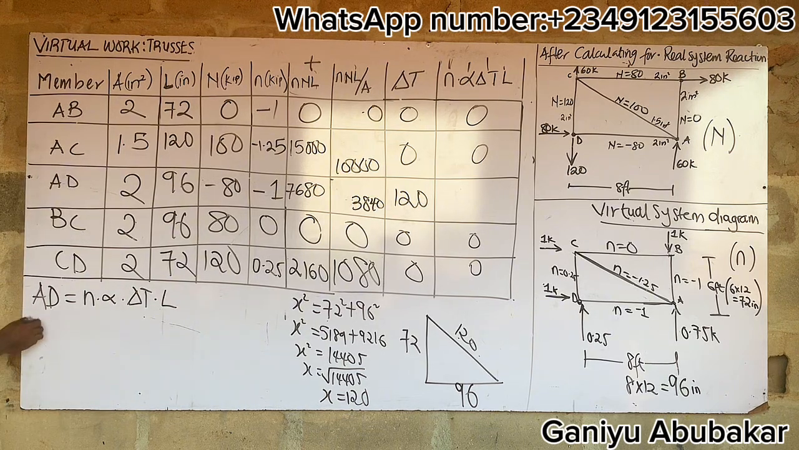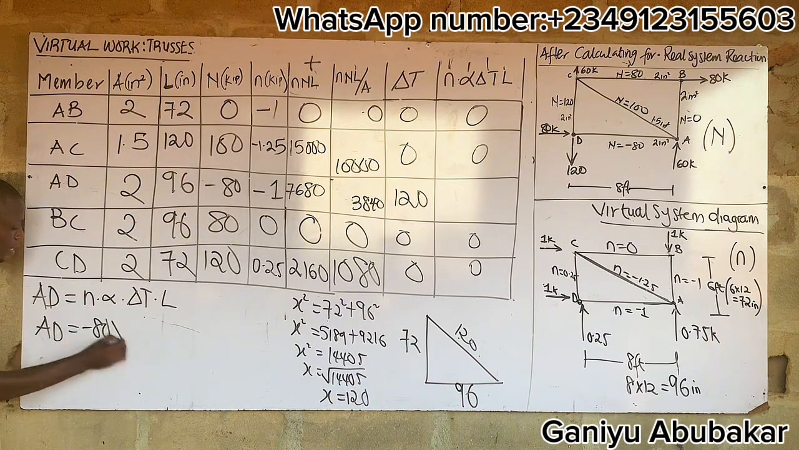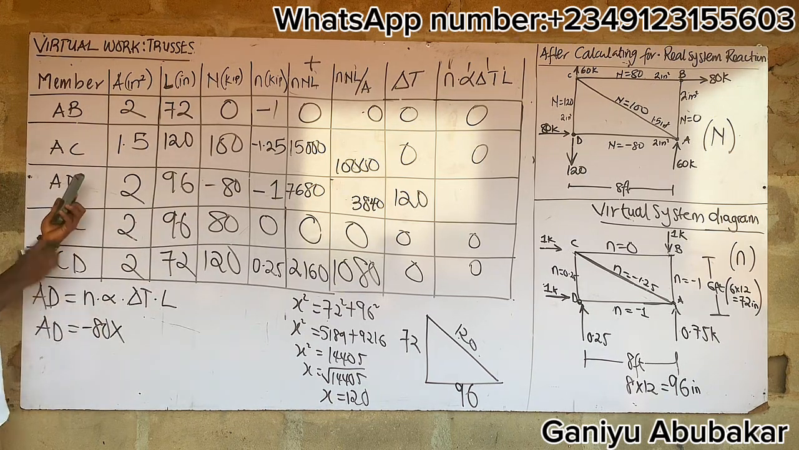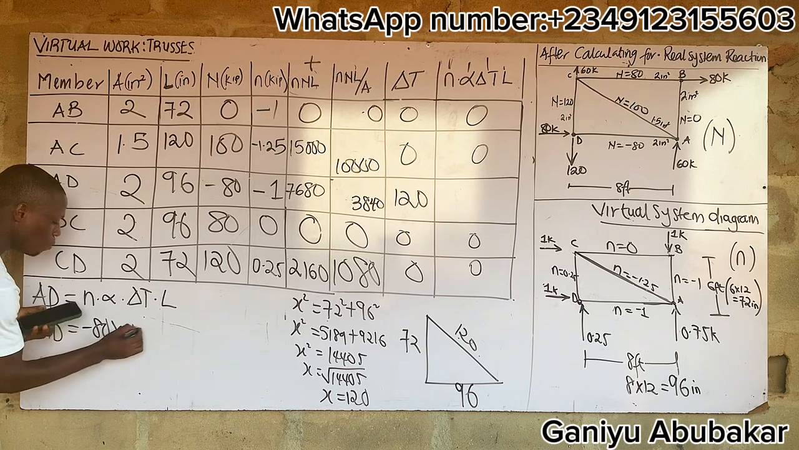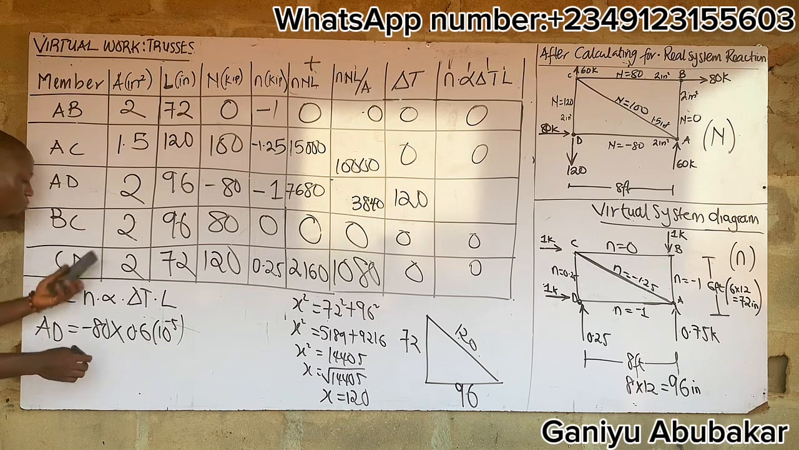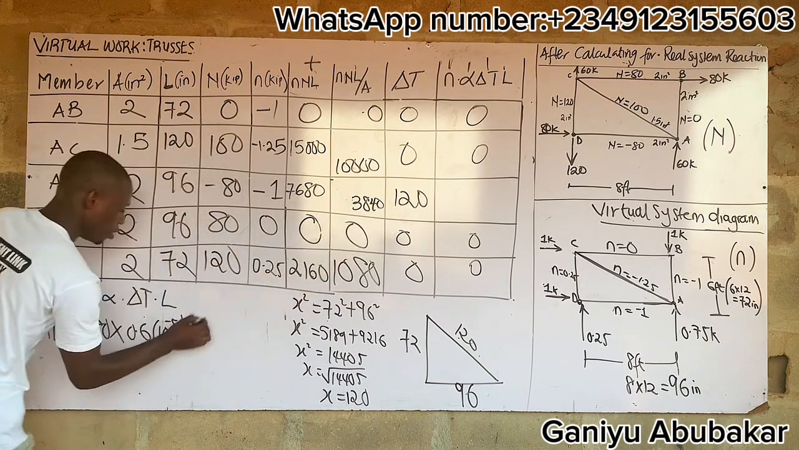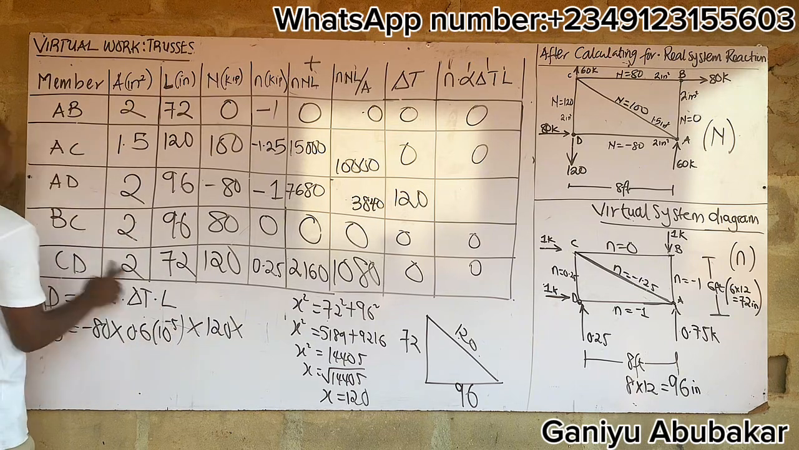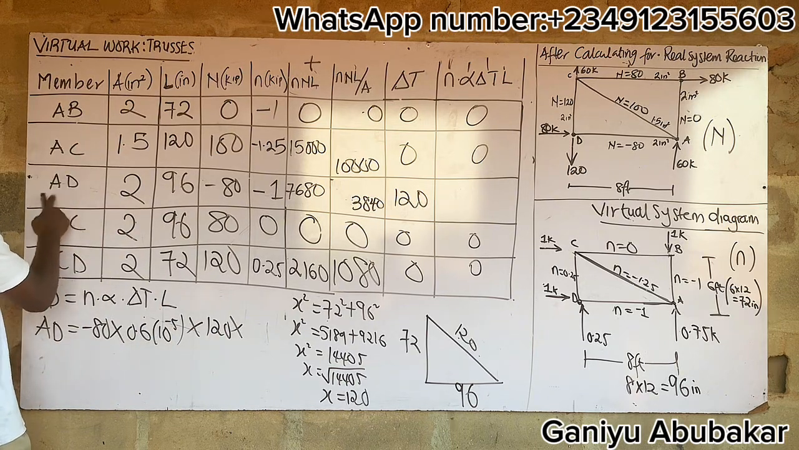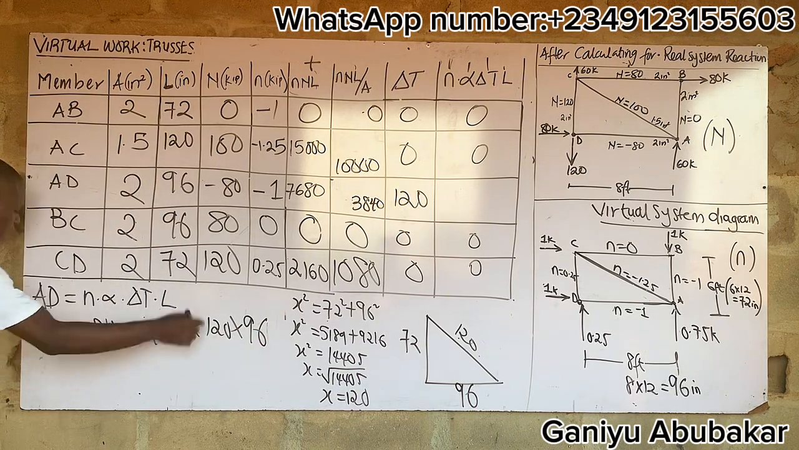Here's the thing. For me, AD now will be equal to, what's your n? For AD, small n is what? Minus 80 times, what's alpha? Check the question there. Alpha is given as 0.6 into 10 to the power minus 12 times, what's the change in T? Change in T there is 120, times, what's L AD? L AD is 96. Multiply everything there.